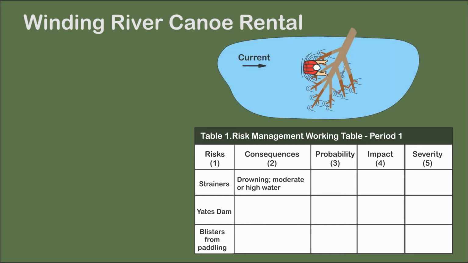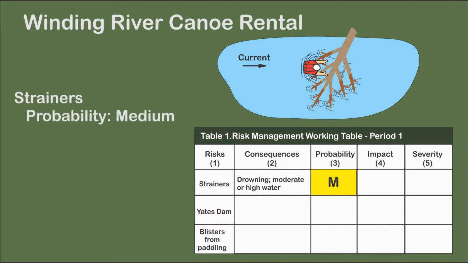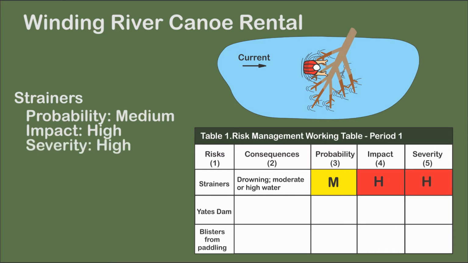Because strainers are dangerous at moderate and high water level, the probability of occurrence was considered medium. Since drowning would most likely be catastrophic to the survival of the company, impact was rated high. Using Table 4, severity is rated as high.